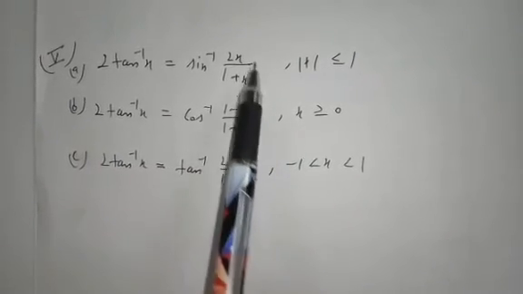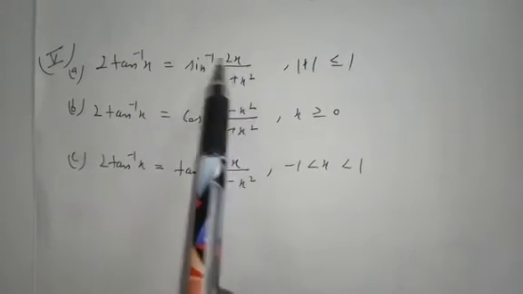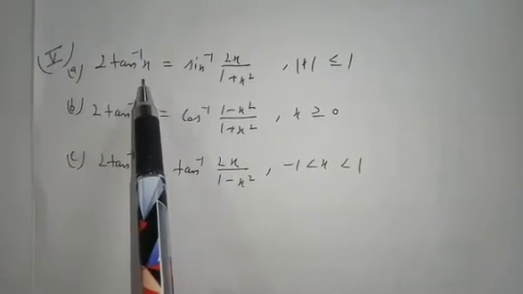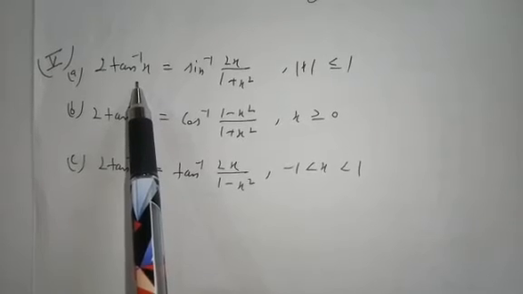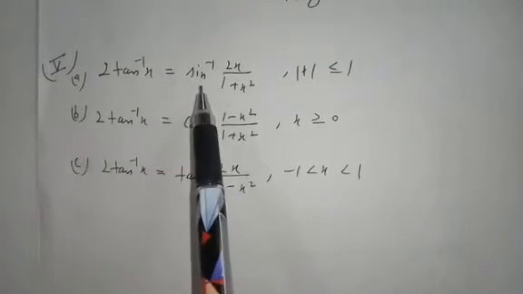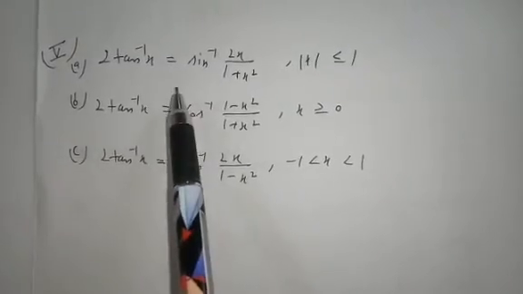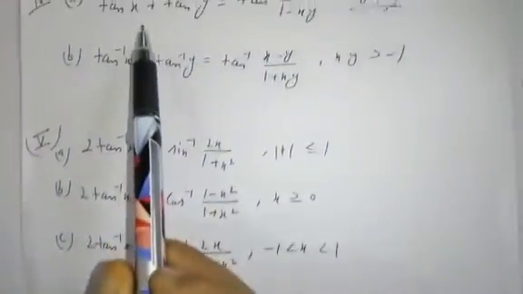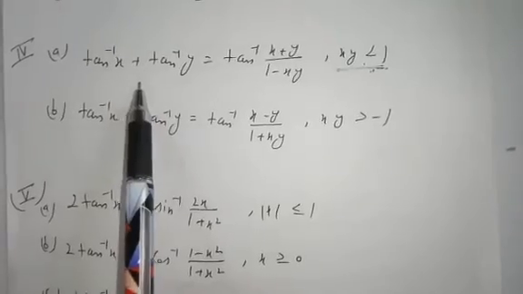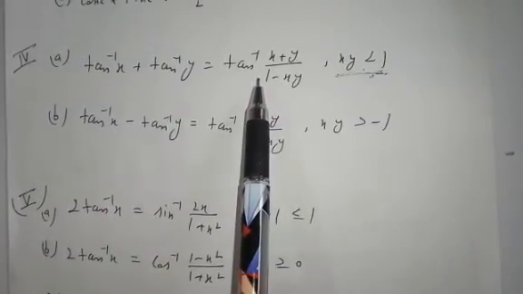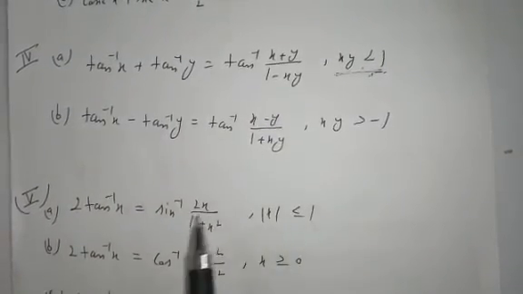So these properties we can derive with the help of the double angle formulas. With the help of the double angle formula, the sine 2 theta formula in terms of tan, we can derive this, and the fourth property we can derive by using the tan a plus b formula. So easily we can derive these properties.